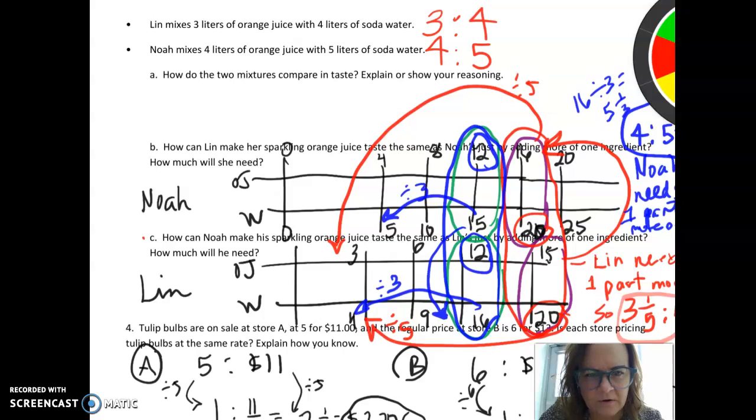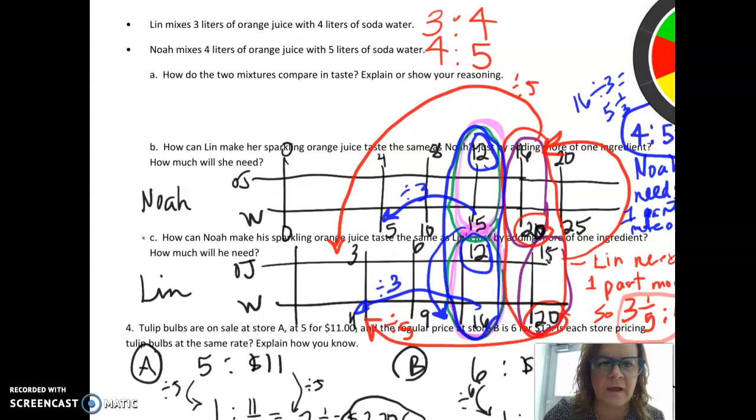Notice that on Noah's, we have a line on our double number line that has a 12. So we can compare the 12 to 15 on Noah's with the 12 to 16 on Lynn's. Noah's has 12 orange juices for every 15 waters, where Lynn has 12 orange juices for every 16 waters. Did I do that right? 4 to 5 is Noah. Yep. If they both have the same amount of orange juice, but Noah has less water per orange juice, then we know that Noah's orange juice is going to be a little stronger than Lynn's.